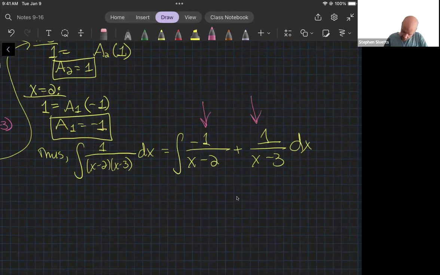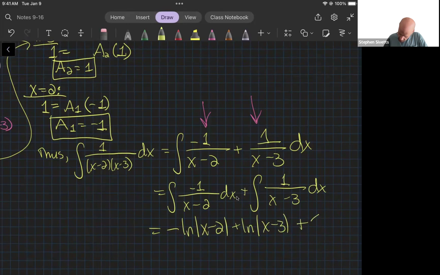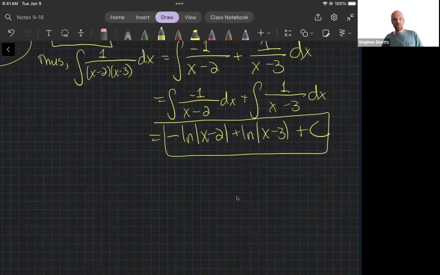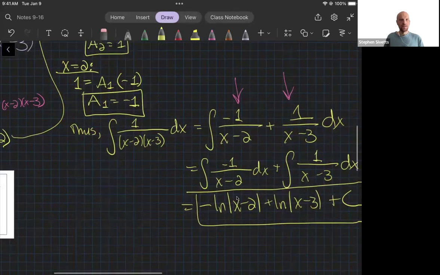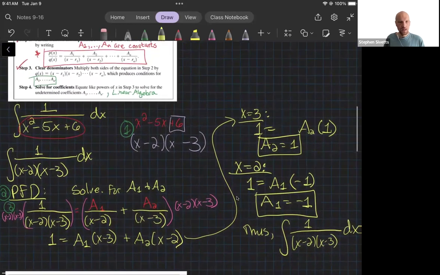So in this case, this integral will equal the integral of -1 over x minus 2 dx plus the integral of 1 over x minus 3 dx. And so this equals minus the natural log of the absolute value of x minus 2 plus the natural log of the absolute value of x minus 3 plus c. Okay? And that is your final answer, right? Final answer. So this here is just one example of an integral that has simple linear factors, right? They're distinct, like this one.